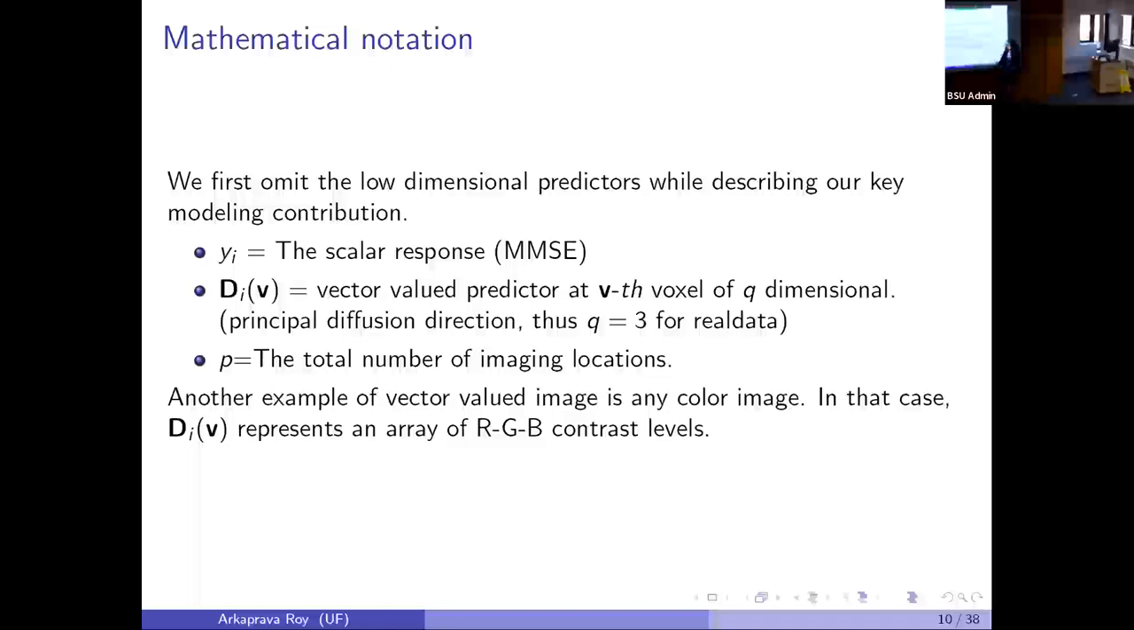Apart from the application that I will describe in this talk, one can also use colored images. If you have colored images as a predictor and you have a scalar response, you want to regress the scalar response on the colored images. That also falls under this framework because colored images require three components, red, green, blue. So we have three things at each pixel or voxel location. So that's the more general setting.